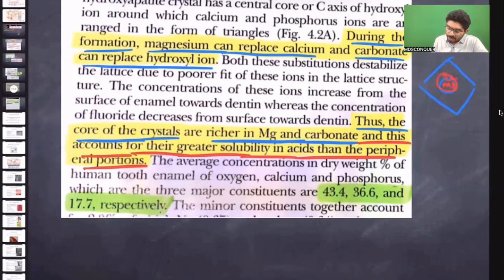Okay, then the dry weight, the most predominant molecule that is present is oxygen, that is 34.4%, and you'll be having 36.6% of calcium and 17.7% of phosphorus. So which molecule is more? Okay, the molecule which is more is oxygen.